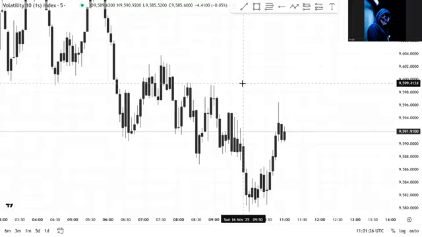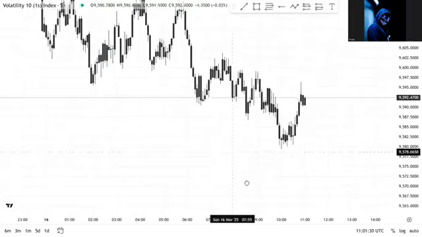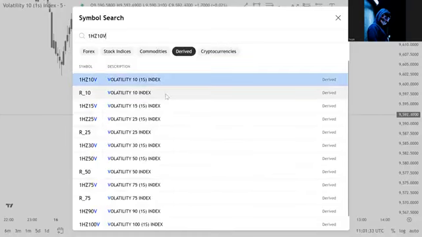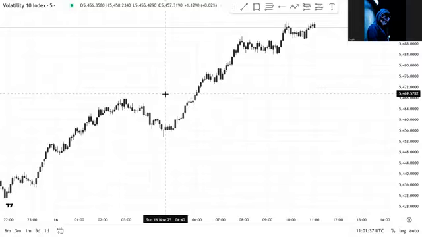I can't really see anything clear here on this 5 minutes. There's nothing clear, right? So which means I'm going to go to another chart. So you can see how quickly I will just analyze and see what's going to happen next.